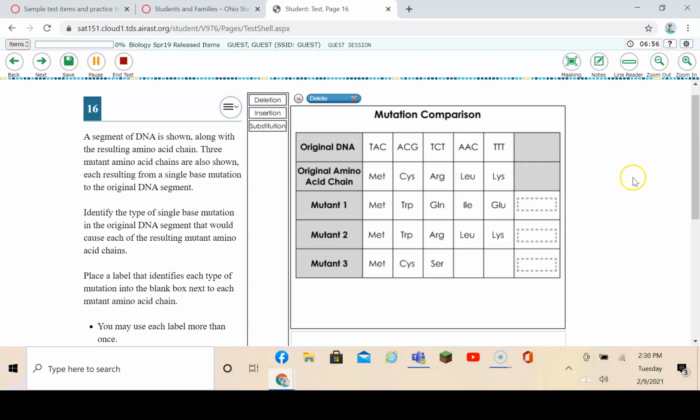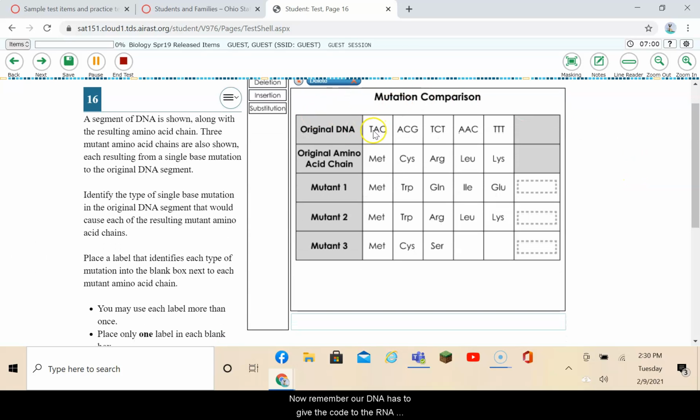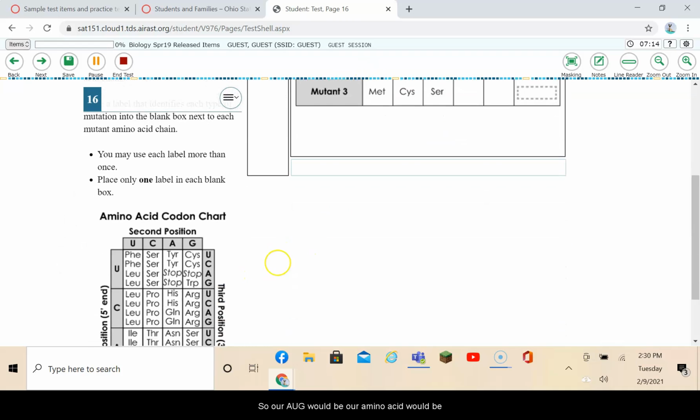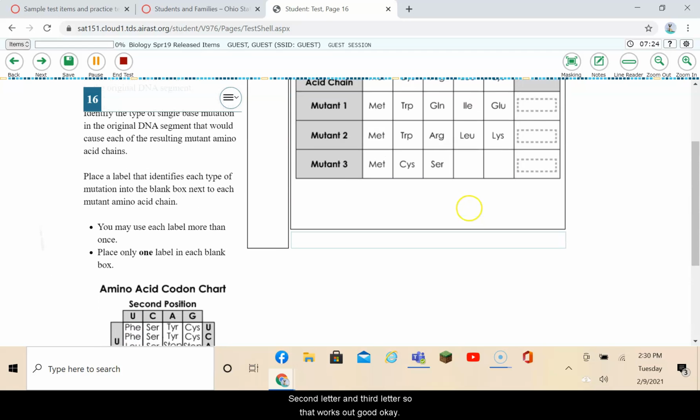Okay. So let's look. Now, remember, our DNA has to give the code to the RNA. So TAC would be AUG, and that would give us the amino acid MET. So let's look that up. So our AUG would be A, U, and G. Remember, first letter, second letter, and third letter. So that works out good, okay?